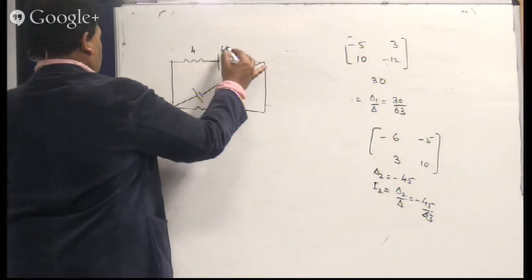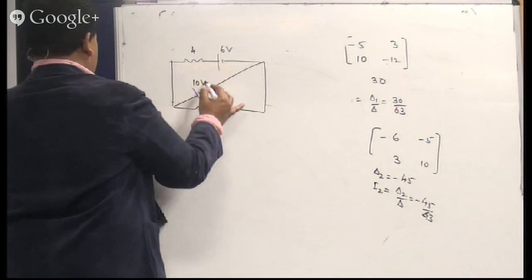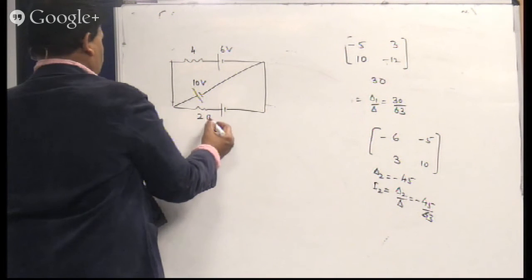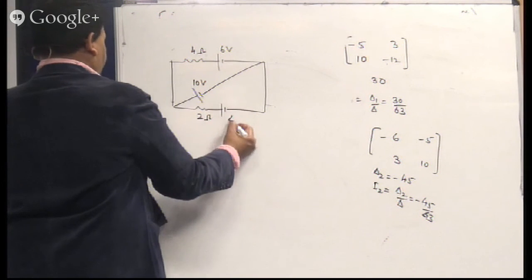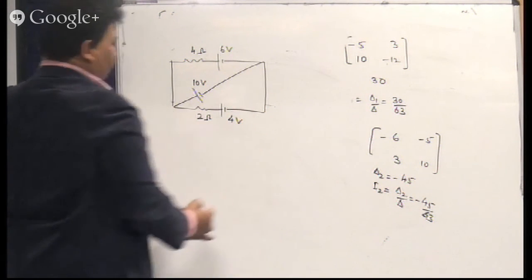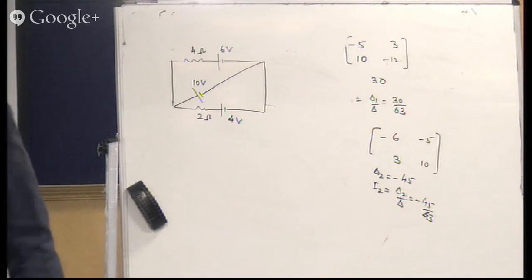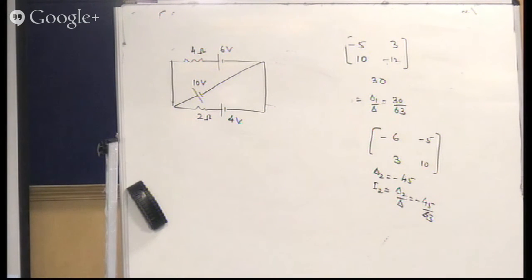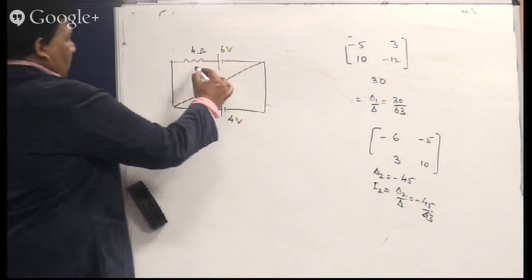6 volts, 10 volts, 2 ohms, 4 volts. Start. How many loops? So, क्या करूं? स्टार्ट करो. ये ले लूं.